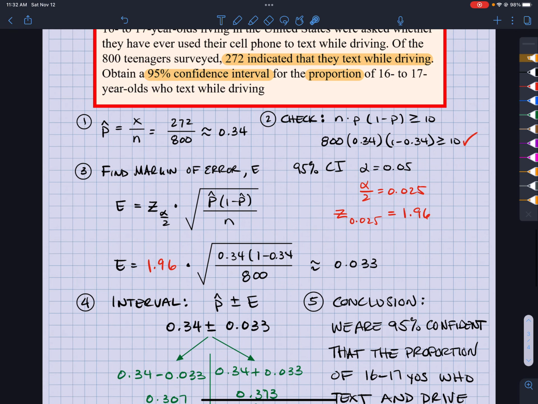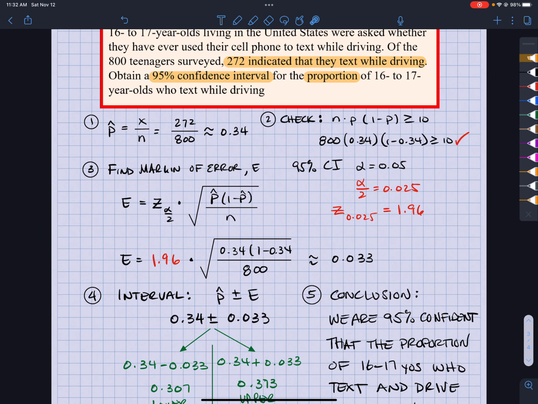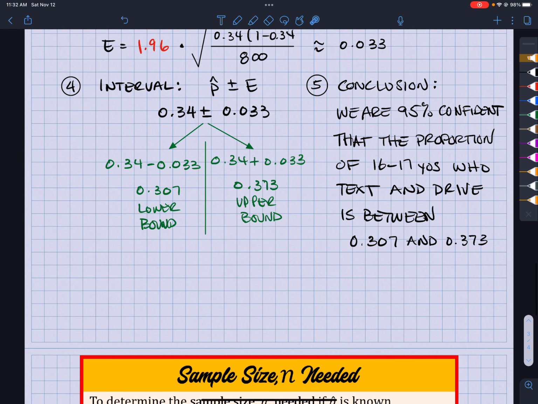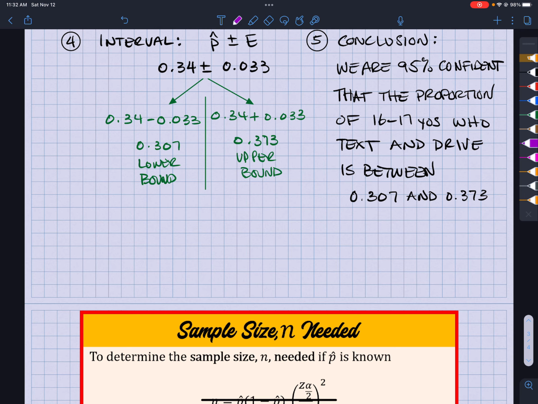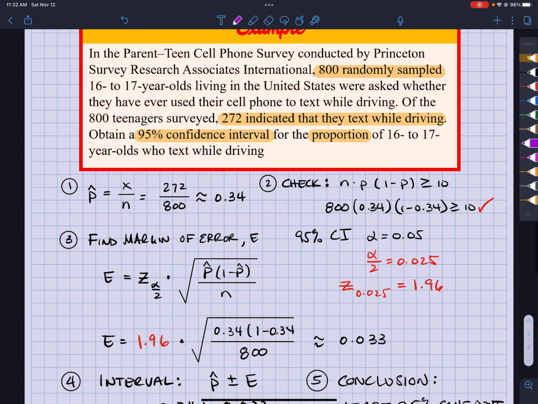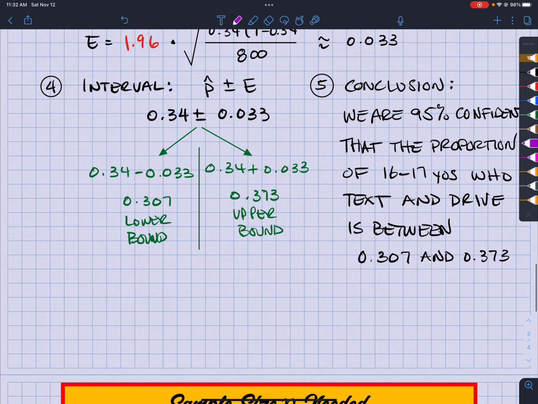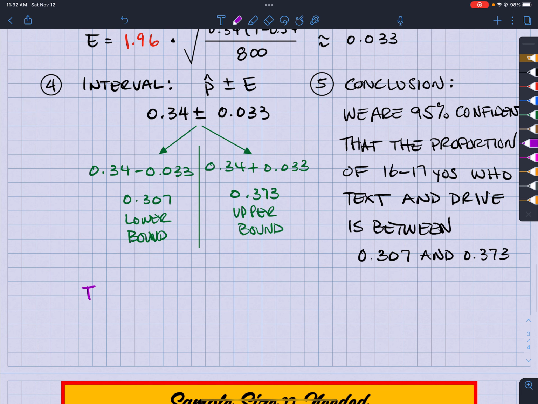Okay, now in terms of showing work, this is what you're supposed to show. But in terms of on the exam, if you don't need to show work, then you can actually find this using just your calculator. So with the Desmos, you're going to have to go ahead and find your E and then add it and subtract it to your p. For your TI, however, the TI is a little bit easier because then you can do 1 prop Z interval and enter your X, your N, and your confidence level.